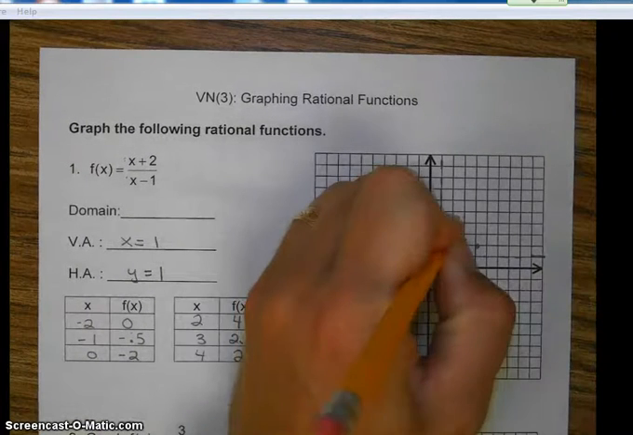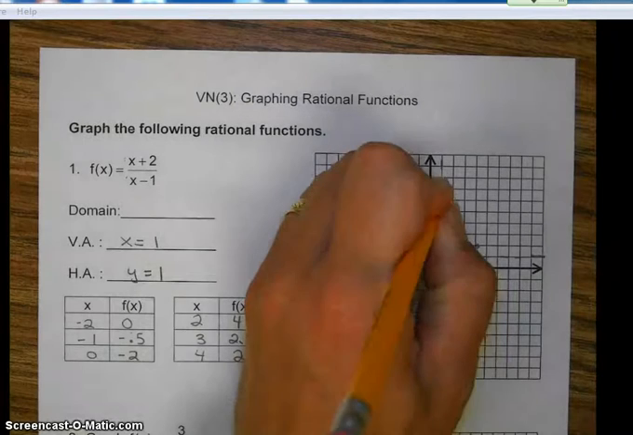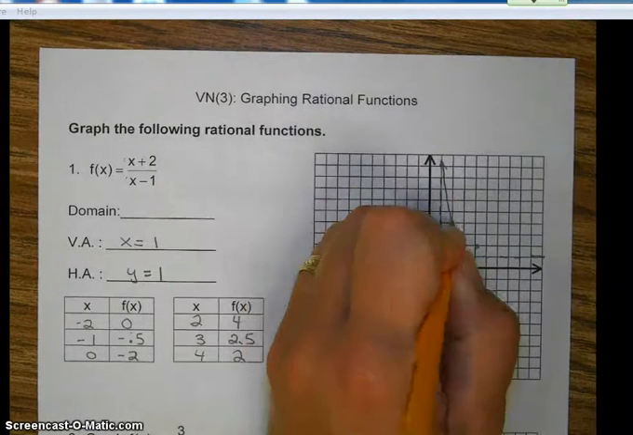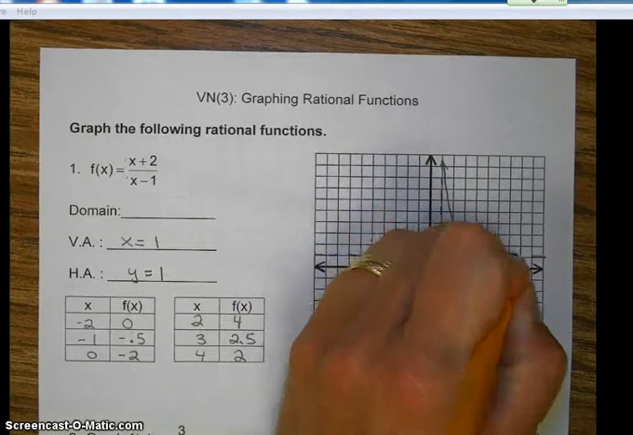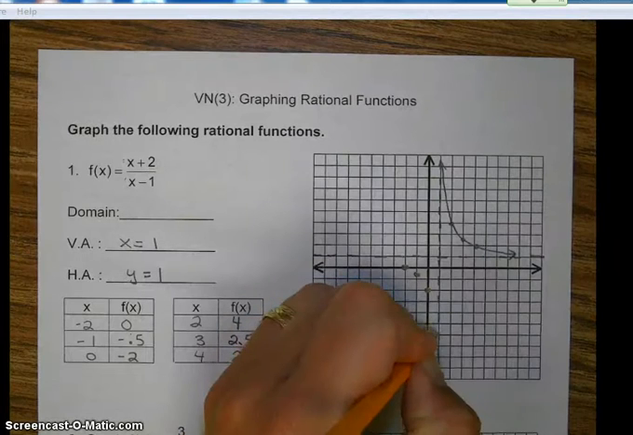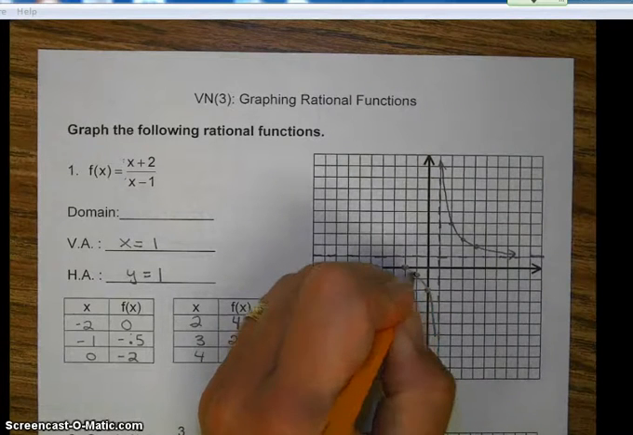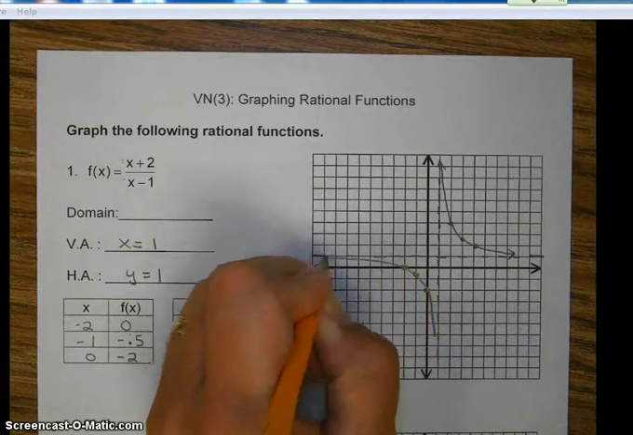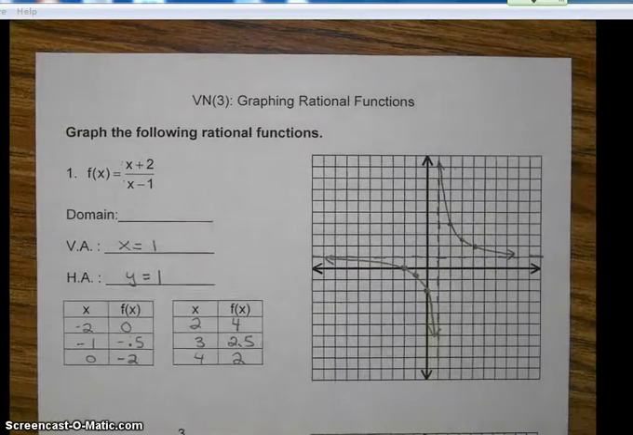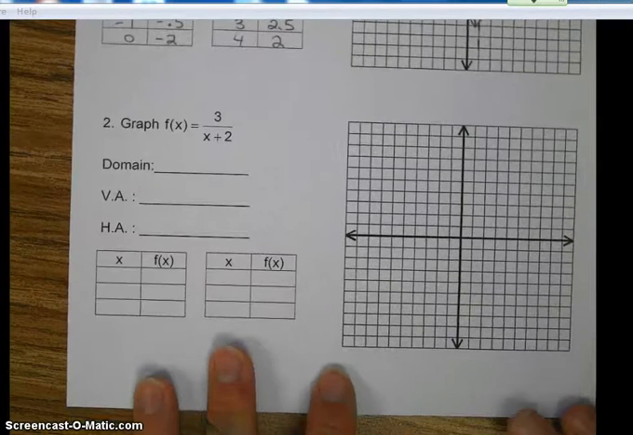All right, so now we can draw this graph. It's going to go along the vertical, and it's going to go along the horizontal. And there's your graph.